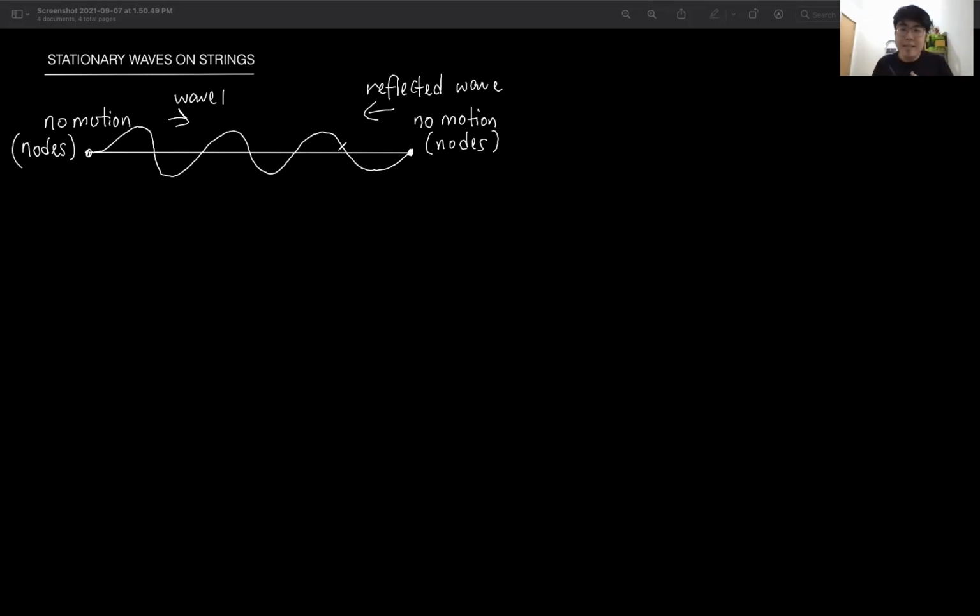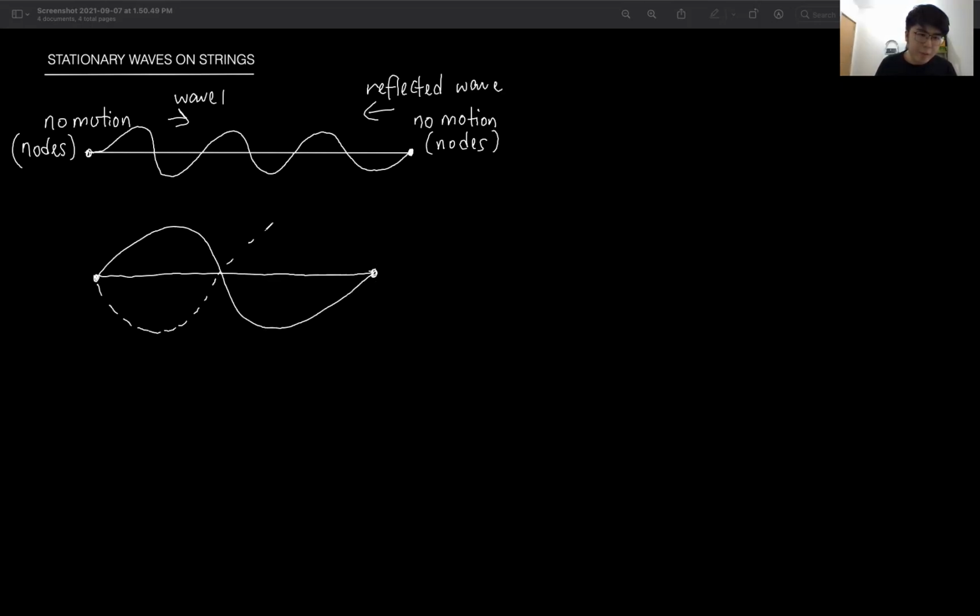Now, the result of the combination of the waves is something like that. Okay, there are many patterns that can form. This is just one pattern. So the string is like this. And then you will see that the string vibrates up and down like this. This one comes down, this one goes up. Okay, it goes like this.